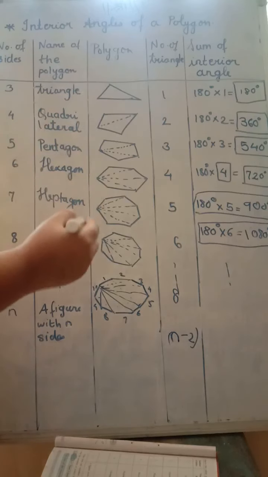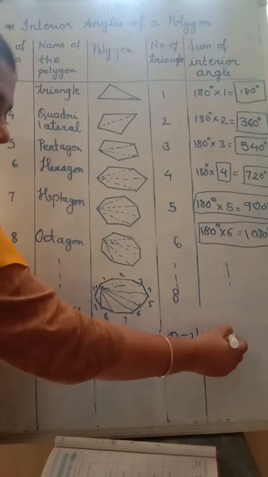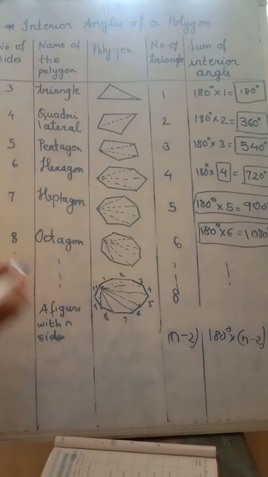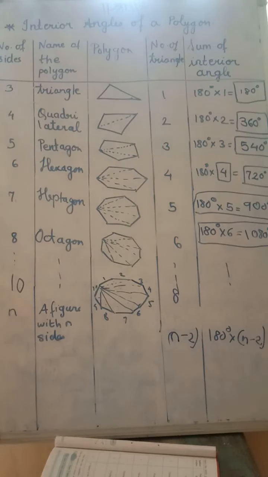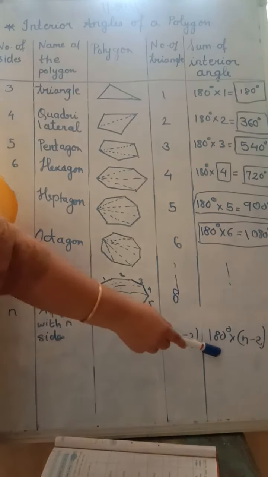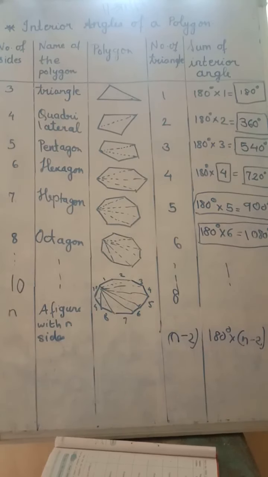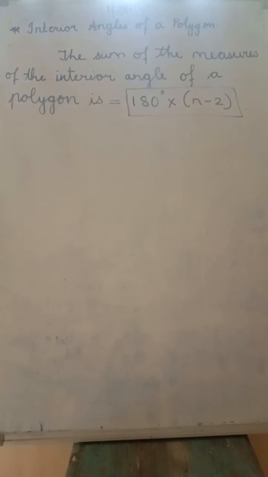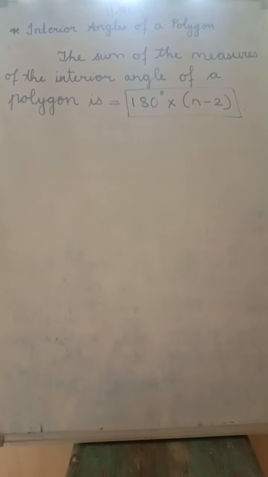So what will be the sum of the interior angles? 180 multiplied by n minus 2. So the formula to find the sum of interior angles of any polygon is 180 degrees into n minus 2. So these are the notes of interior angles of a polygon. Write them down in your CW after practice set 20.